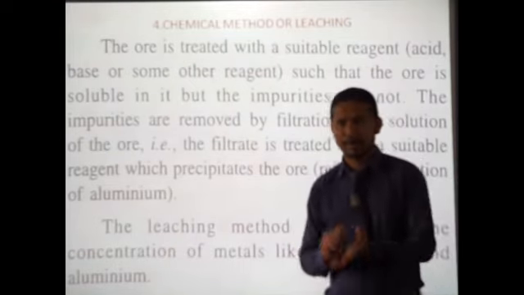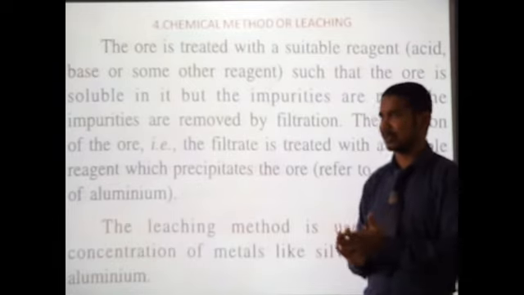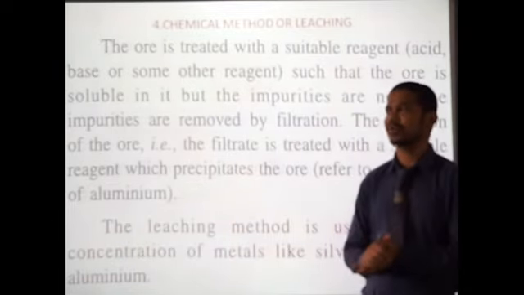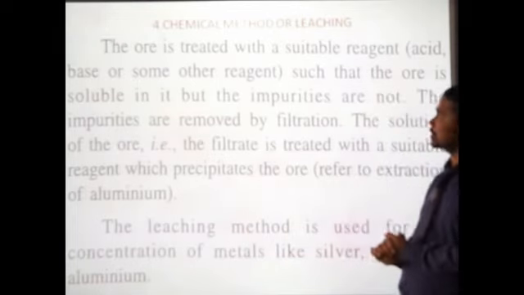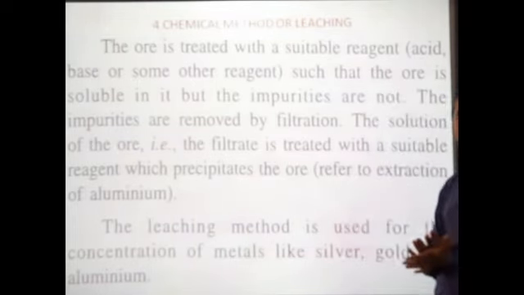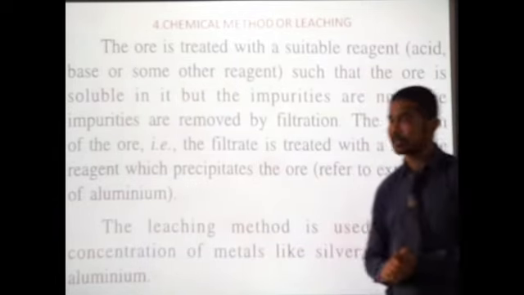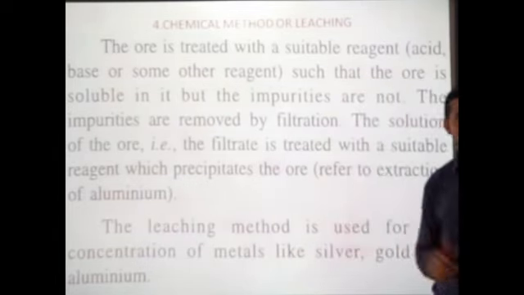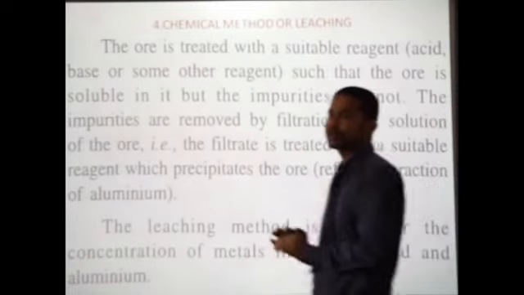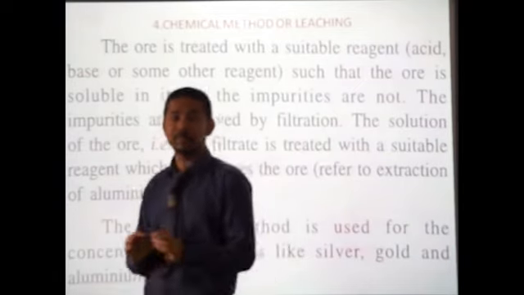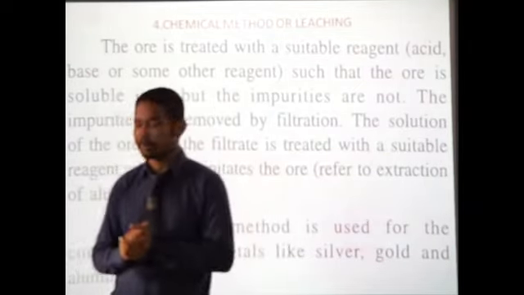Okay. So which are the four ways of concentrating ore? Number 1 is gravity separation. Number 2 is magnetic separation. Number 3 is flotation. Number 4 is chemical method or leaching. These are all the ways for concentration of ore. That means by this we have finished the second step of the extraction of metal.